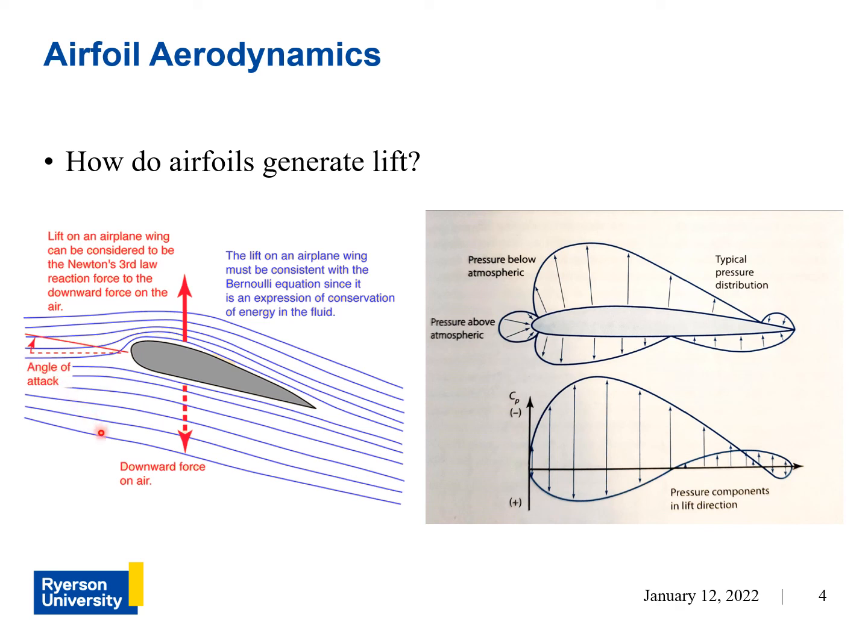Now, Bernoulli's principle states that higher velocity air produces lower pressures, and lower velocity air causes higher pressures. And the diagram over here on the right better illustrates that concept.